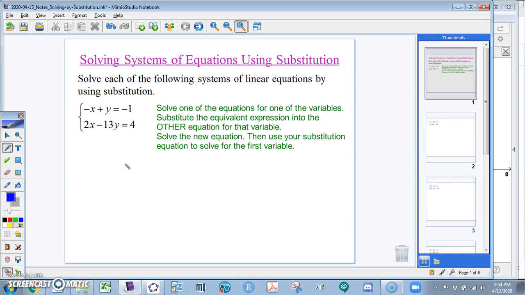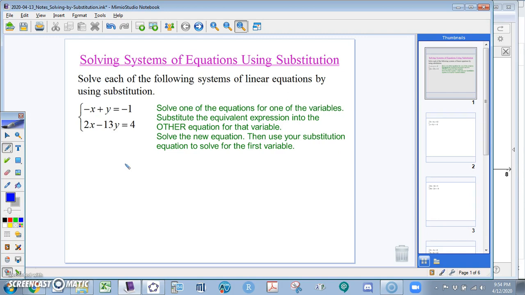To solve a system by substitution, what you do is you choose one of the equations and you solve it for one of the variables. It doesn't matter which equation and it doesn't matter which variable. However, you're going to make your life a lot easier by being smart and choosing the right equation and the right variable. Choose the equation and the variable that is easiest to solve for.